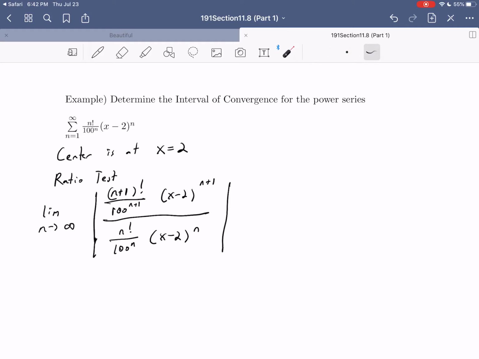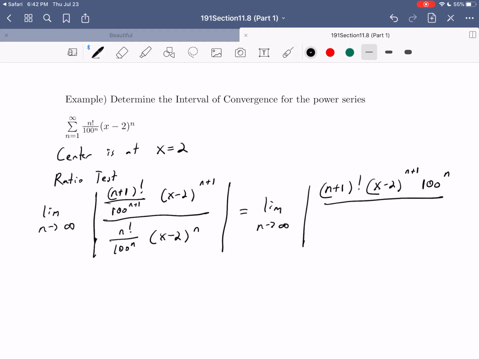Okay, we can do a little bit of manipulation. We can swing this guy up here and this guy down. So it looks like we'd have the limit as n goes to infinity of (n plus 1) factorial, x minus 2 to the n plus 1, and 100 to the n, divided by n factorial, x minus 2 to the n, and 100 to the n plus 1. Notice I haven't messed around with these absolute value bars because we don't know what x is, so it might apply to some of the pieces.